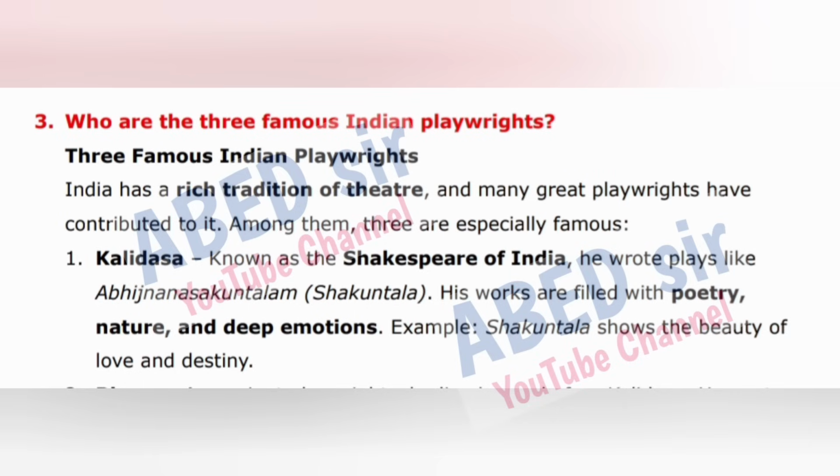1. Kalidasa, known as the Shakespeare of India. He wrote plays like Abhijnana Shakuntalam, Shakuntala. His works are filled with poetry, nature, and deep emotions. Example: Shakuntala shows the beauty of love and destiny.